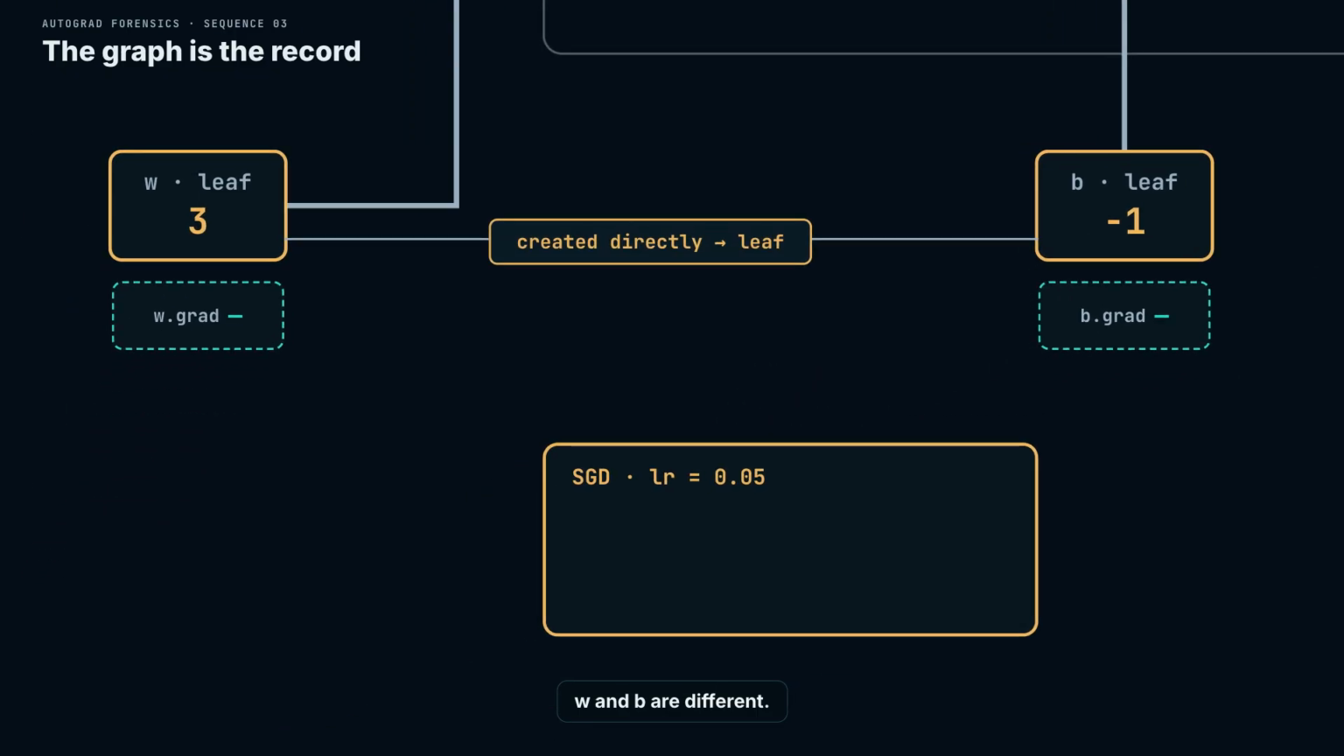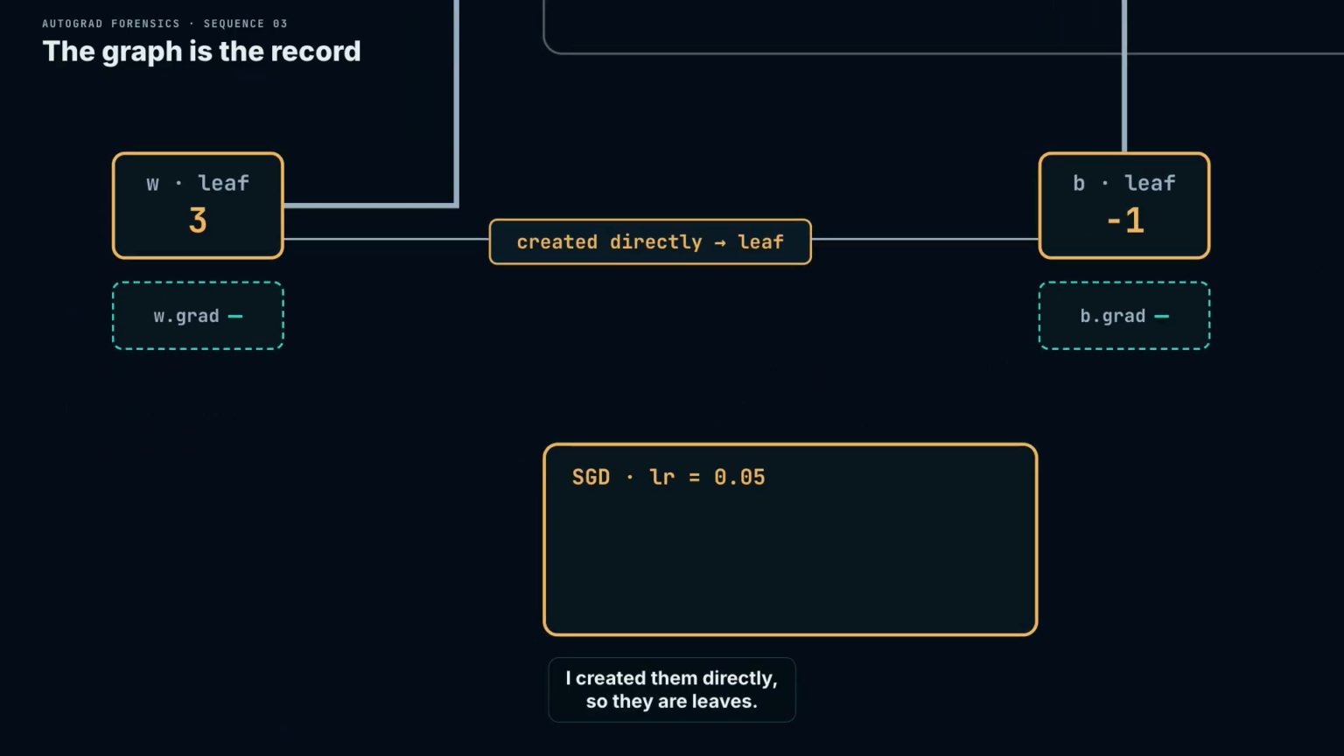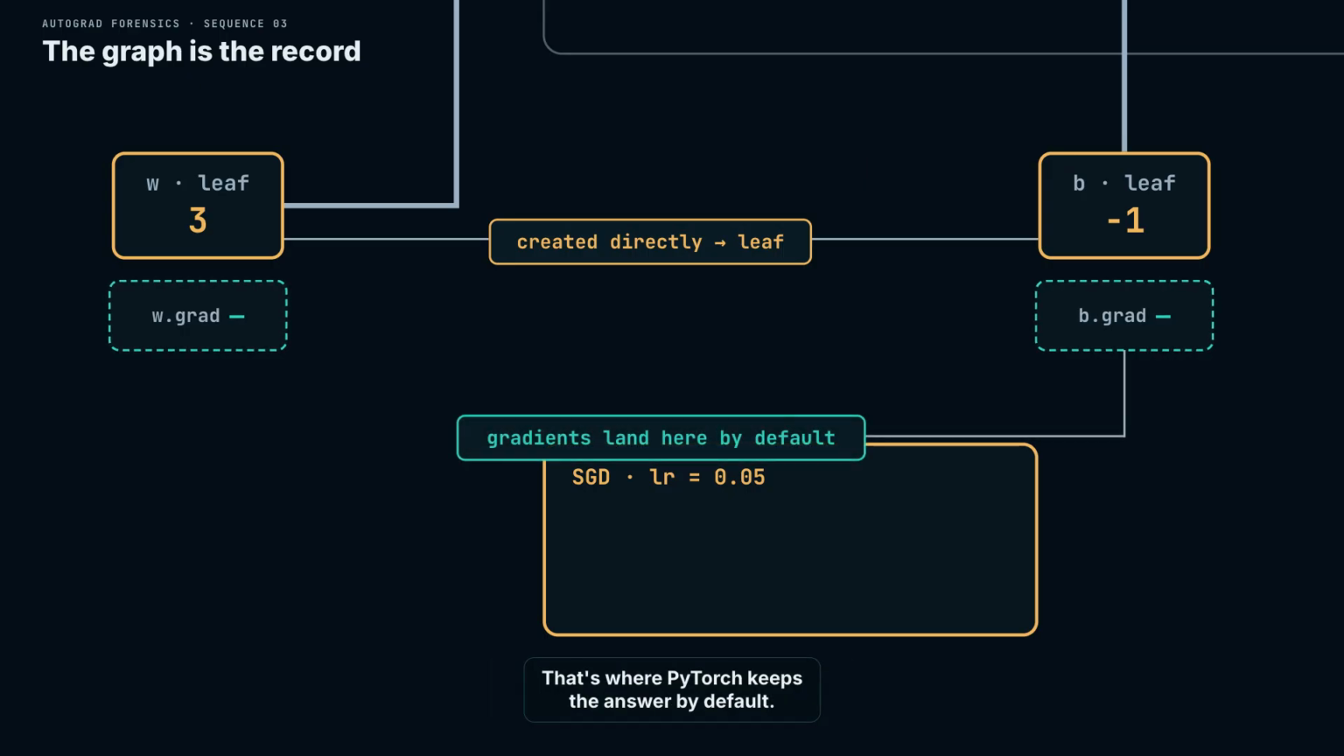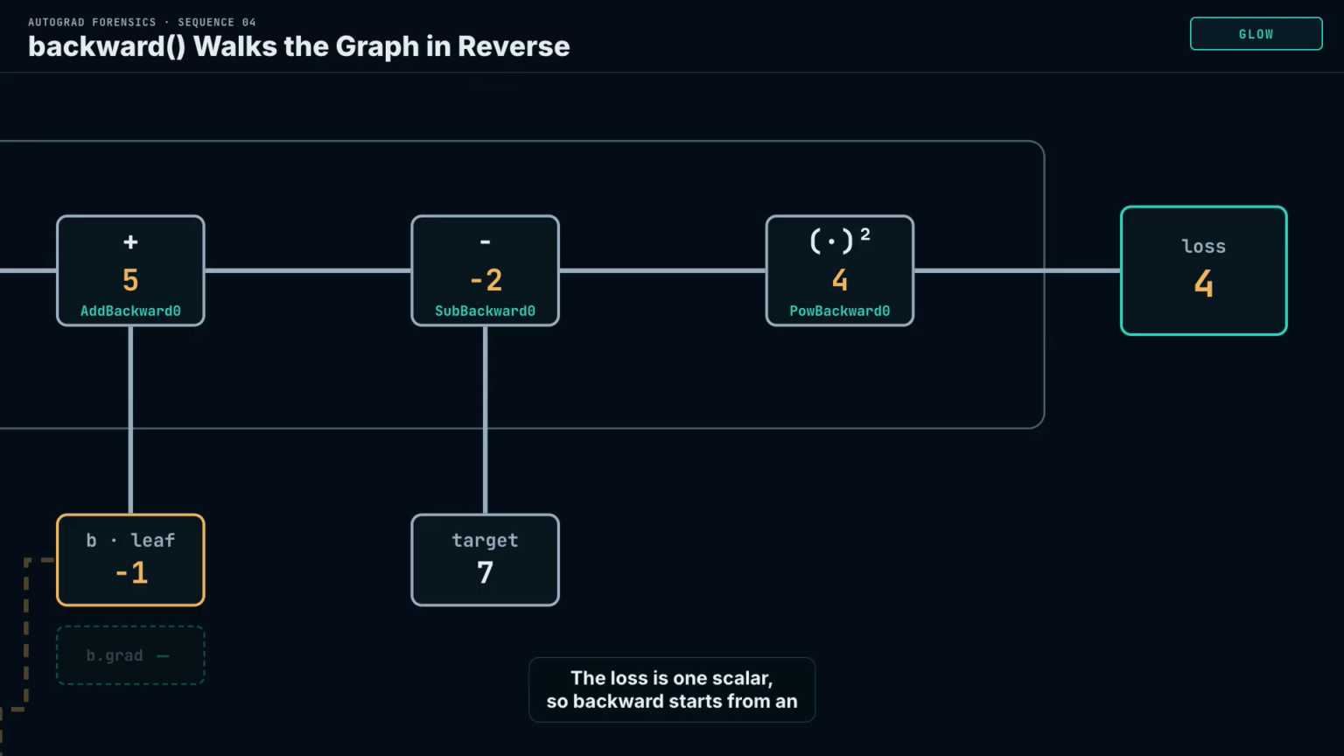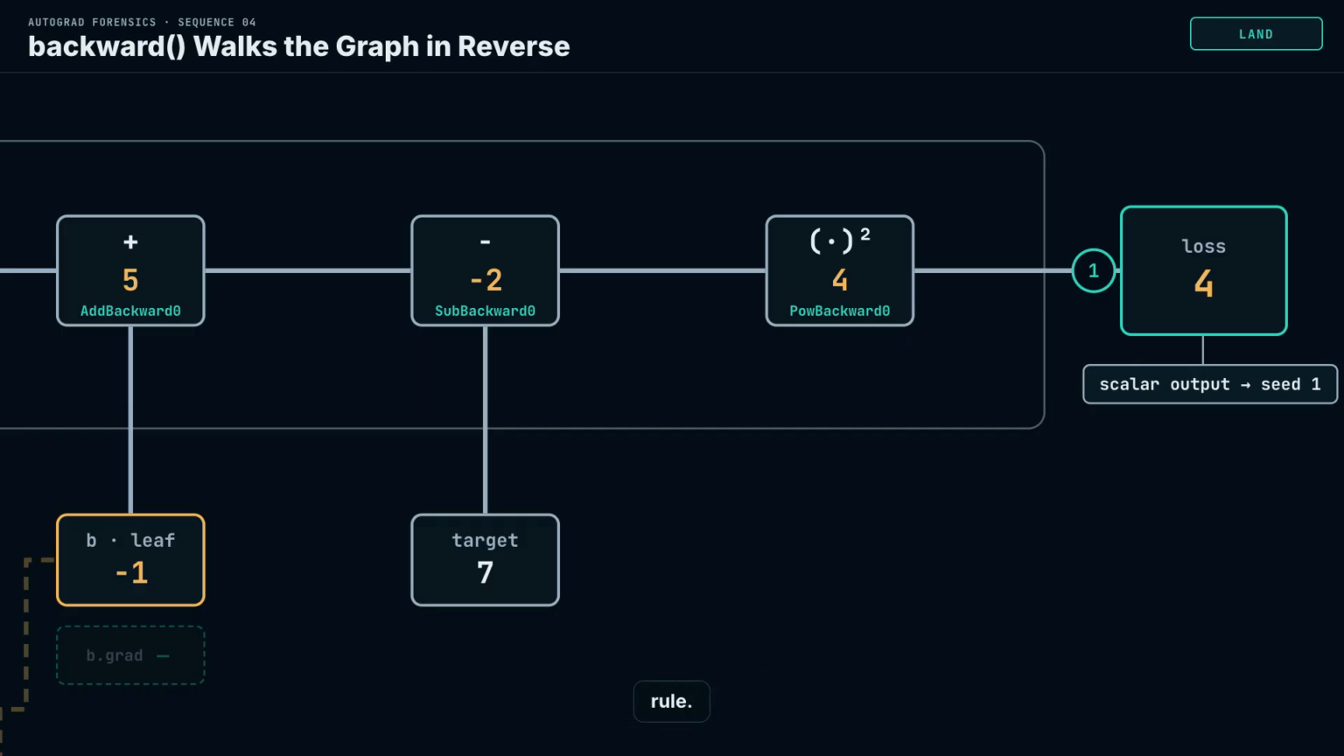W and b are different. I created them directly, so they are leaves. They require gradients, and no recorded operation produced them. That's where PyTorch keeps the answer by default. The loss is one scalar, so backward starts from an implicit seed of 1. That is a property of scalar outputs, not a universal rule.